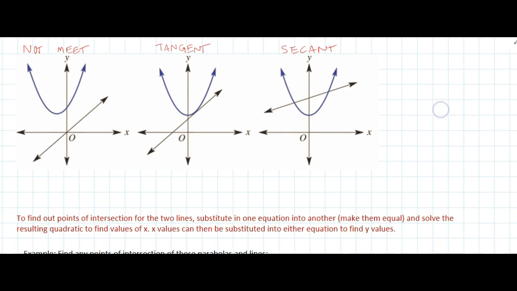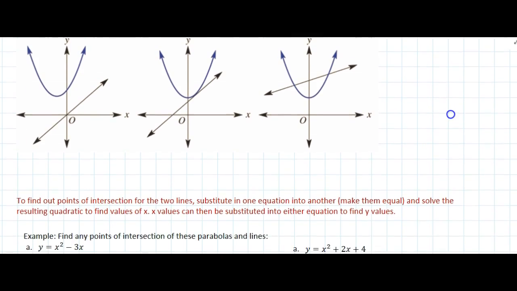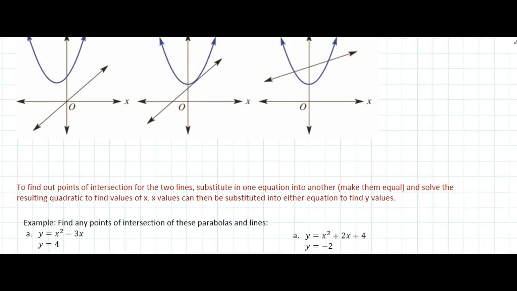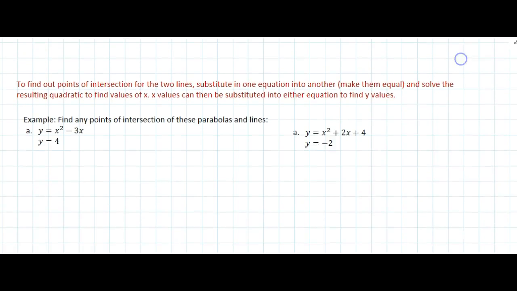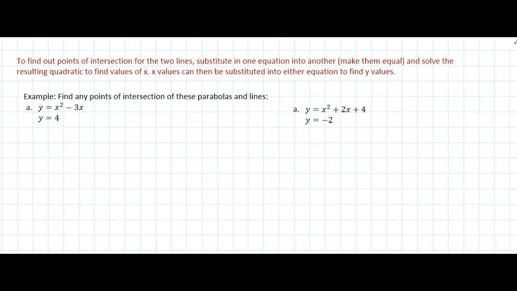Okay, so we can find the points of intersection for two lines, or a parabola and a straight line, by substituting one equation into another. So we make them equal to each other and solve to find values of x. The values can then be substituted back into the equation to find the y values.